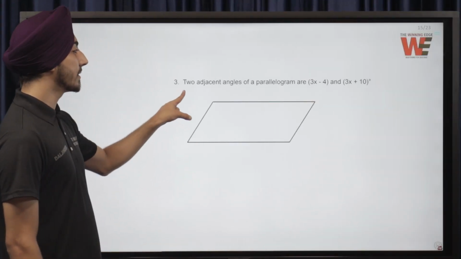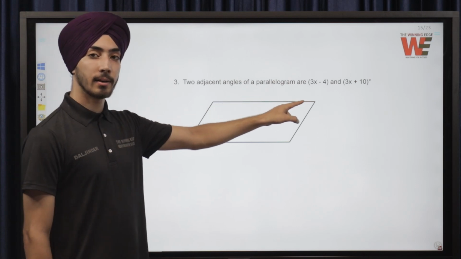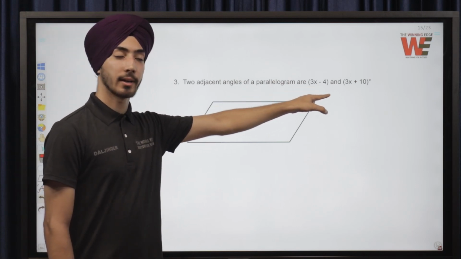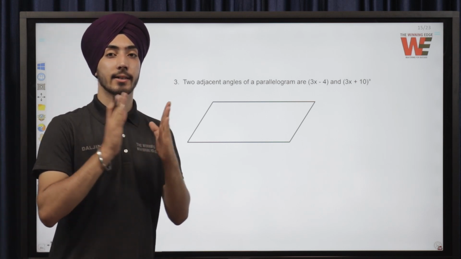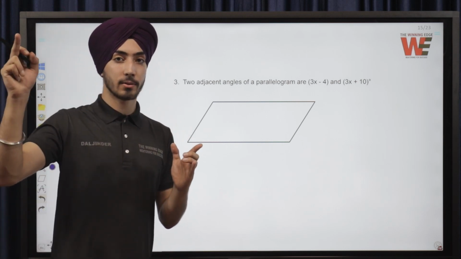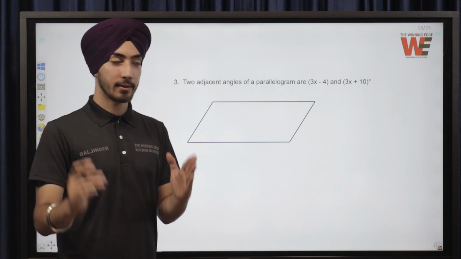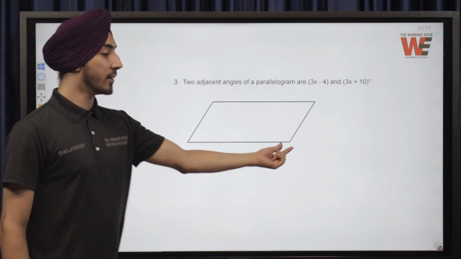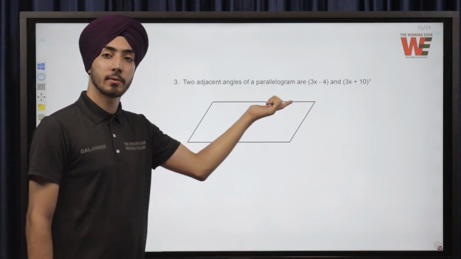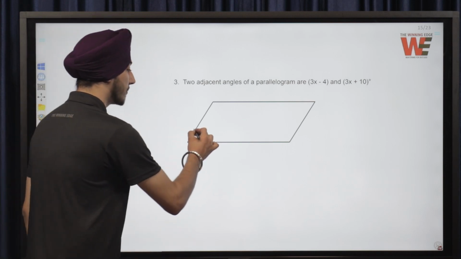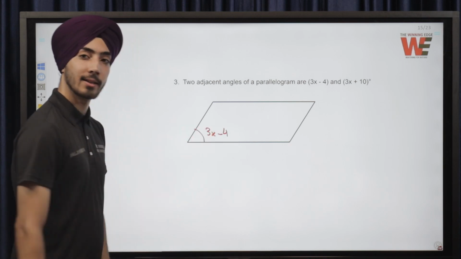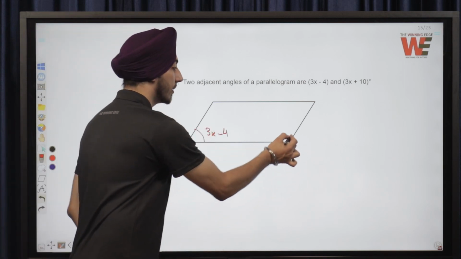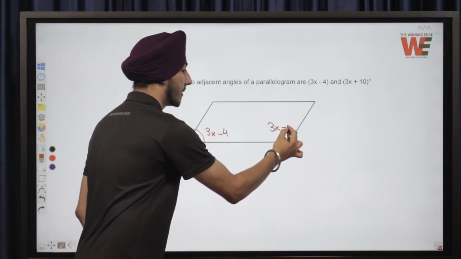So question number 3 says 2 adjacent angles of a parallelogram are 3x minus 4 and 3x plus 10. Now what are the adjacent angles? Adjacent are the angles which are side by side, not the opposite ones. Diagonal wale nahi, side by side, okay? Now we can draw it here and here, wherever we want to. So I'll use these two places. One is here 3x minus 4, this angle. The other adjacent angle can be here 3x plus 10.